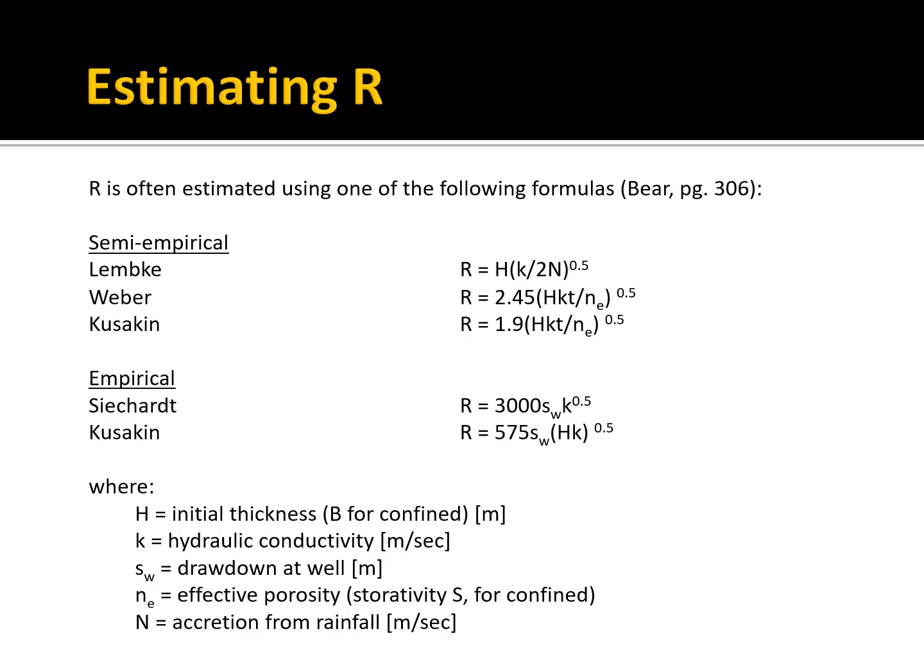So these are just empirical relationships, semi-empirical and empirical, and it uses things such as recharge and effective porosity and drawdown at the well, hydraulic conductivity, initial thickness, and this one right here is pretty widely used, the Sichardt formula. It's really simple, just a function of the drawdown at the well and the hydraulic conductivity. But you can use these to kind of estimate. And we have an exercise we do in class where we try a bunch of these and compare the results.